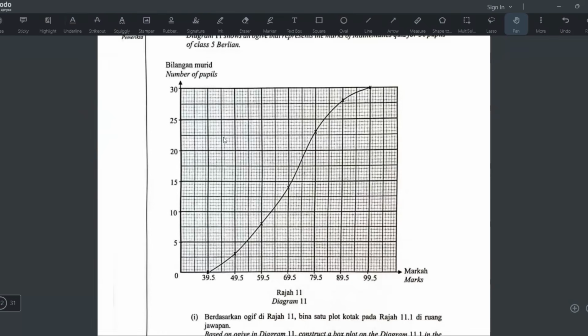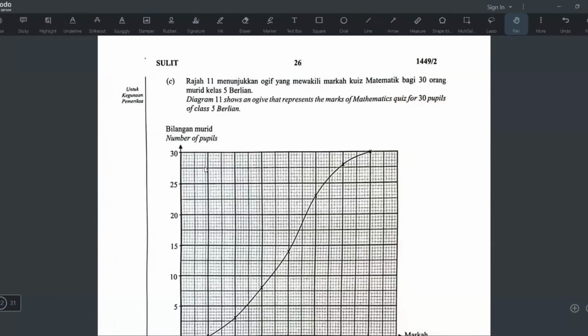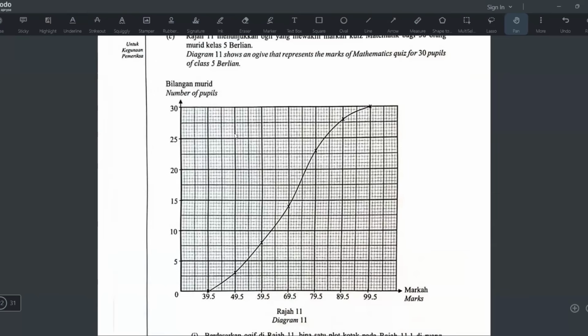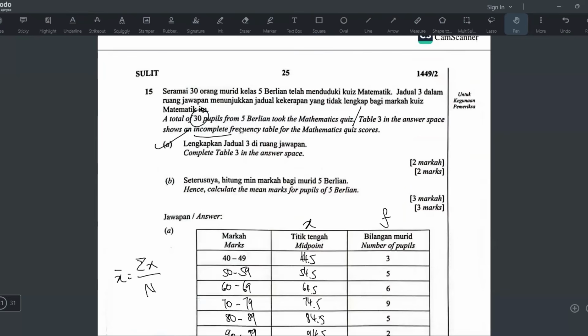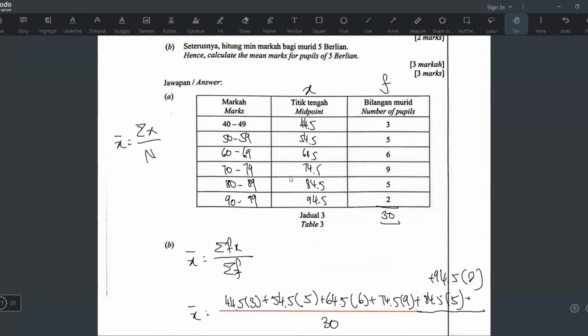Okay, now we are at C. In this C they actually draw the OGIF. Normally they will ask us to draw ourselves. Normally for this question they will give us the table, and after filling up the table they will ask us to draw ourselves. They might ask for us to draw the histogram or the polygon or the OGIF.